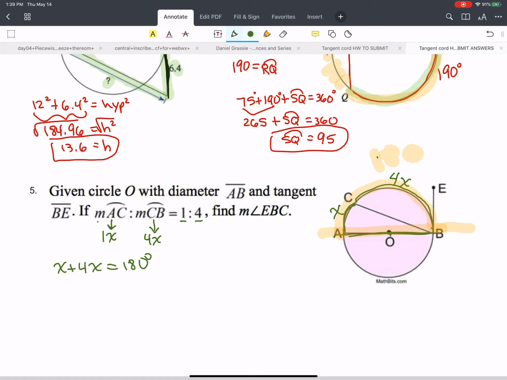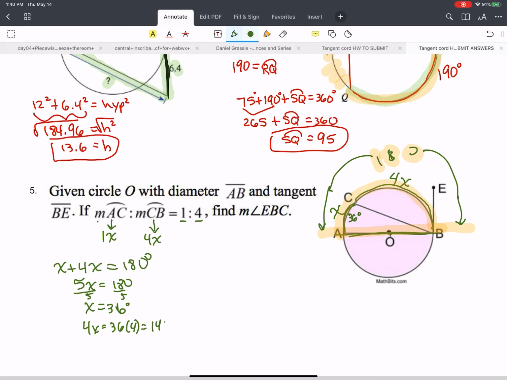That's me trying to write a 180 for the whole piece going around, right? Okay. So since that adds up to 180, that means 5x is 180. If I divide both sides by 5, I get 36, I believe. So this little guy here is 36 degrees. And the other one, 4x, is 36 times 4, which ends up being 144 degrees.